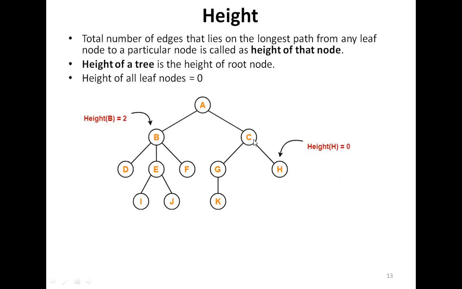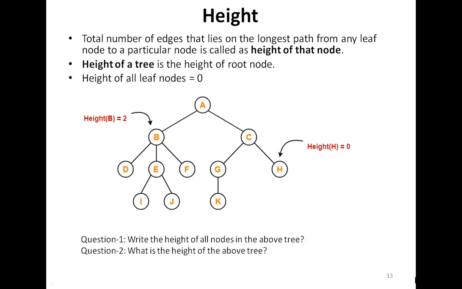Sir, 2. Because the longest path from C to a leaf is this one. Okay, C, G, K. So 2 edges are there, this one and this one. So the height of C is 2. Okay, is that clear? Yes sir. Now answer these two questions. Write the height of all nodes in the above tree. Tell me.